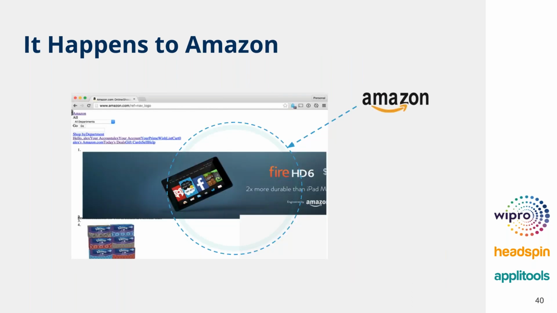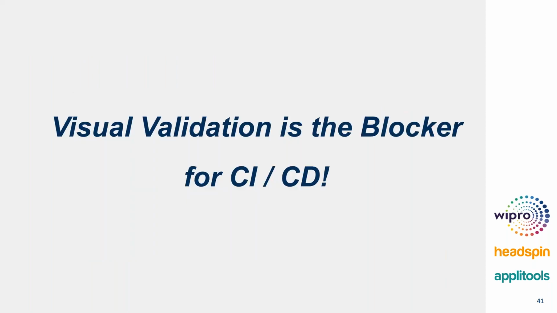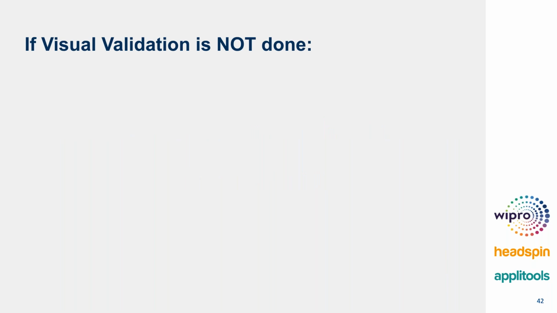It can happen with Amazon, as it happened in the Amazon US a couple of years ago, where everything was working fine functionally, but in production, they realized that the numbers are going down. And on investigation, they find out that the CSS is broken, because of which the page is not rendering correctly. So visual validation actually can be a blocker for CI/CD for any and every type of organization. And if it is not done, there is a huge impact.